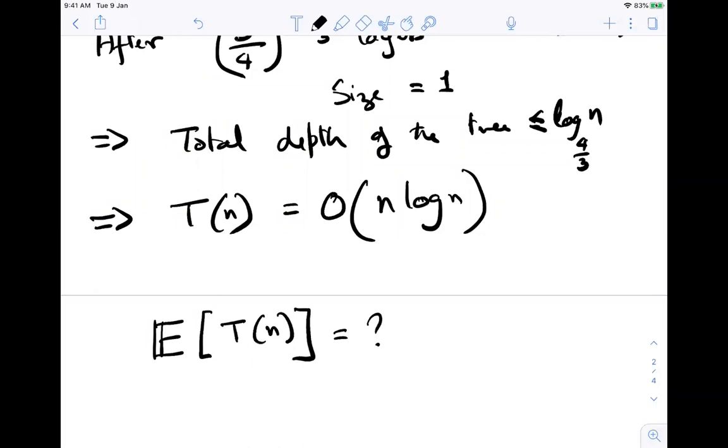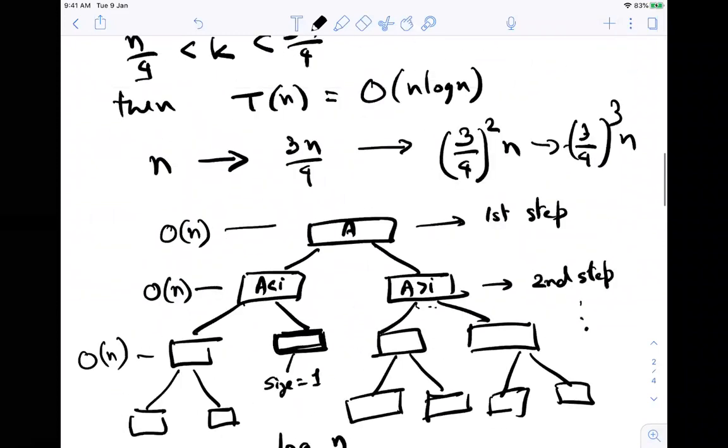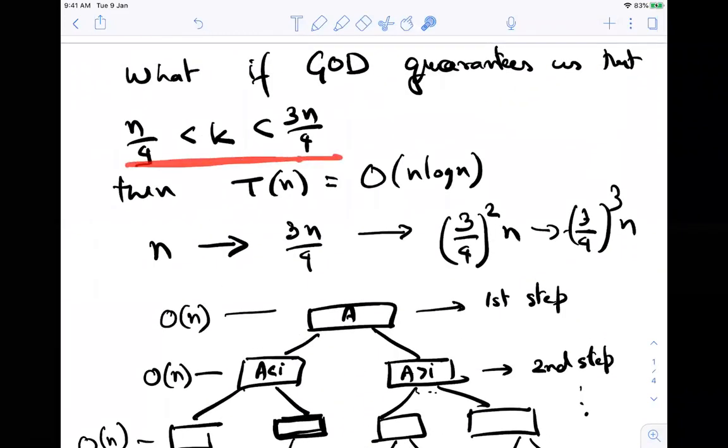So my probability of picking n in the middle half will be 50%. So 50% of the time I will have n log n steps. And in the rest of the times I'll have something bigger than n log n, possibly n square steps. So see that if I had the guarantee that every time k is like this, then we would have got n log n. But do we need to have it every time?